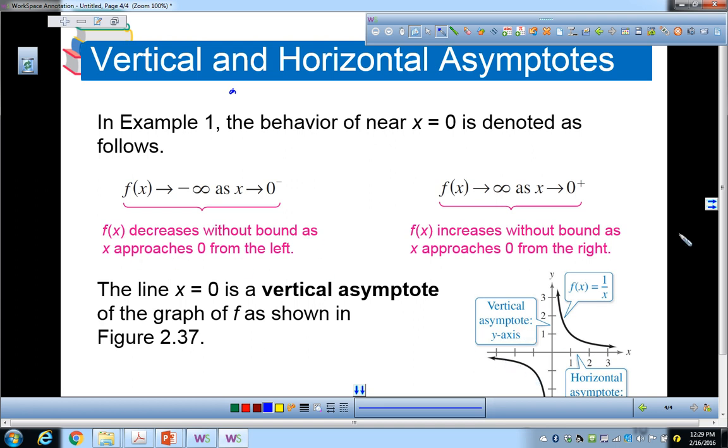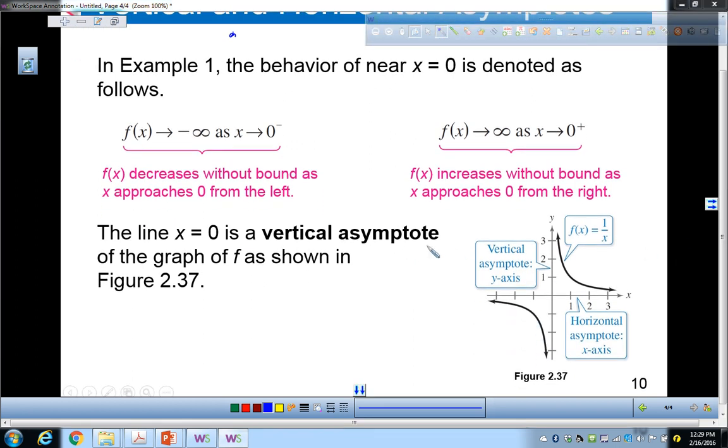So as I approach 0 from the left side, I get some very big negative number. As x goes to 0 from the right side, f of x gets very big and positive. Is that good? Can I move on?